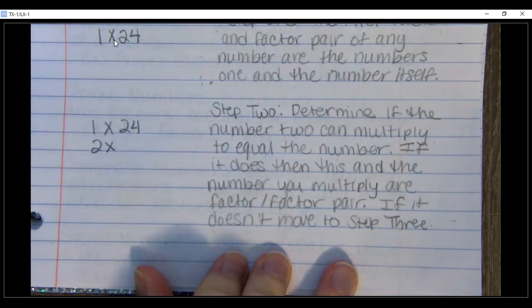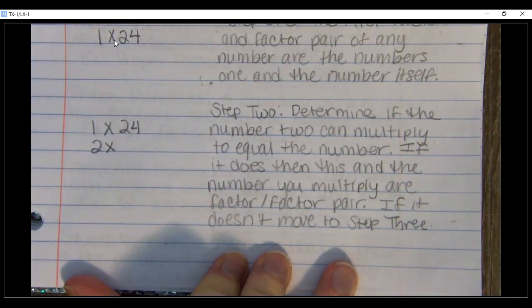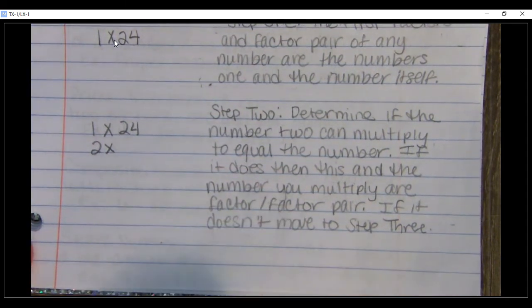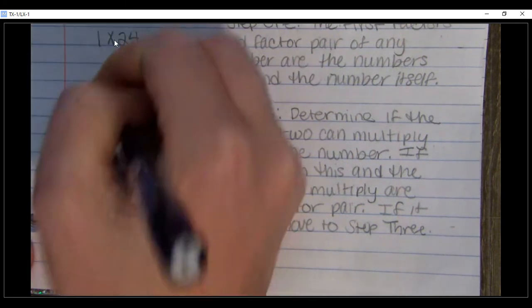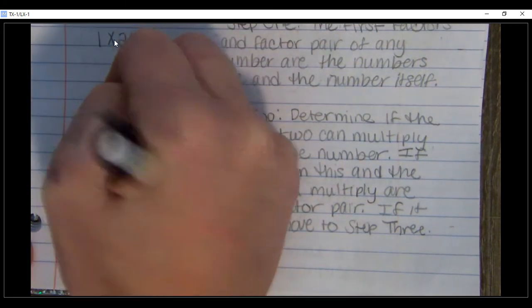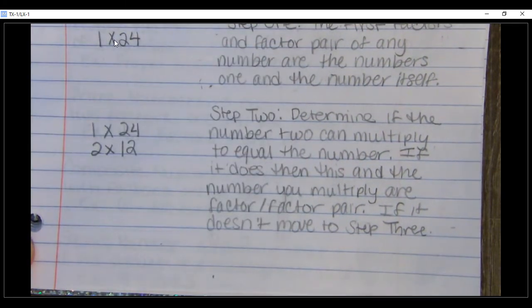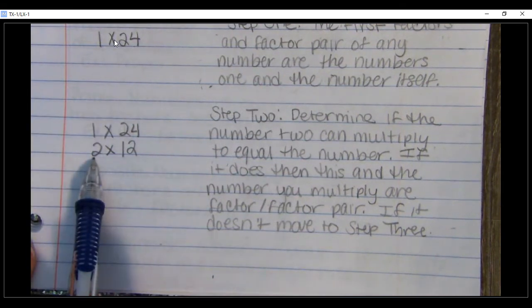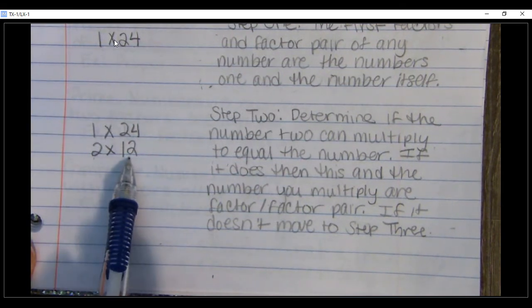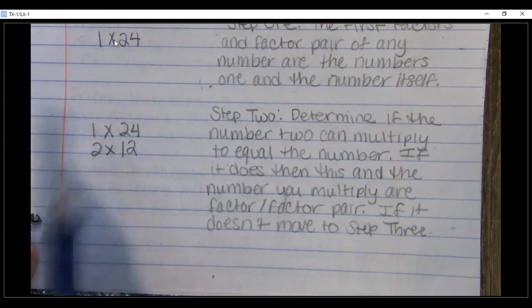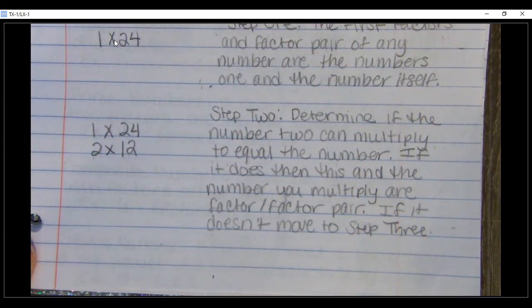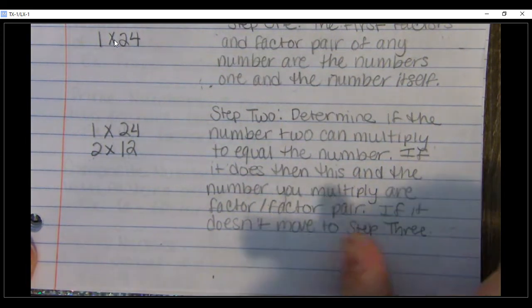I can look at the multiplication chart. I can count by 2's in my head. I can just know offhand that yes, actually 2 does go into 24. So 2 times 12 is equal to 24. Hey, look at that. We found 2 more factors, 2 and 12. And 2 and 12 together equal another factor pair. Whew, we're on a roll.